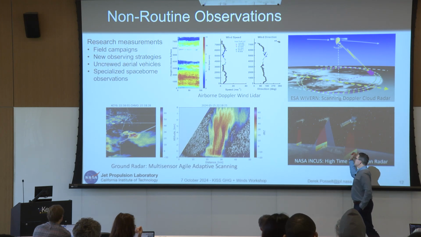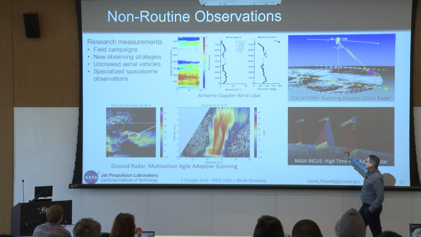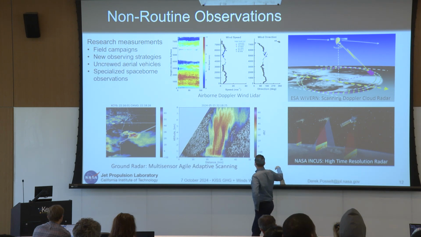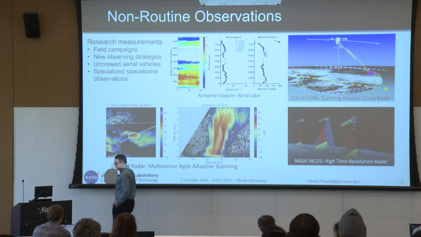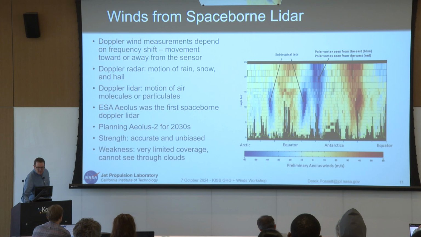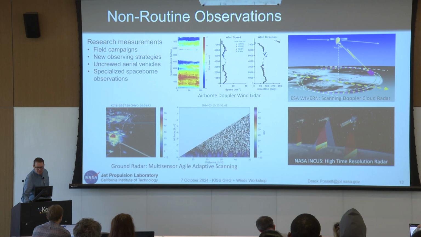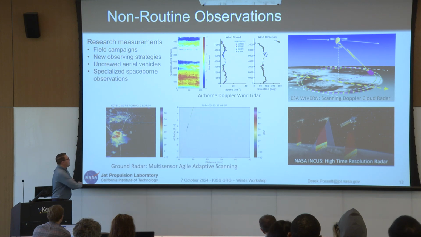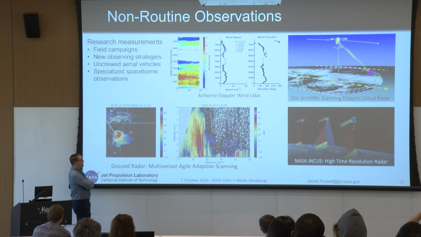INCUS, investigation of convective updrafts. This is flying a constellation of small radars, only 30 or 90 seconds apart, looking at radar reflectivity at very short time scales, and looking at how that translates to vertical motion. And then from the ground, I'll redo this animation. There we go. You can implement new kinds of strategies to obtain winds.